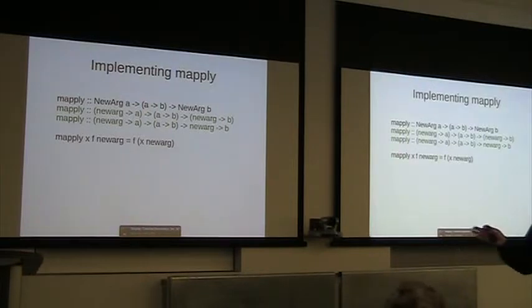Now, remember, arrow binds to the right. The earlier comment, arrow binds to the right. So I can take this last argument. If I take two functions and I'm returning a function, well, I can just drop these parentheses here and get to this type, which is I take a function and a new arg, and I return a B.